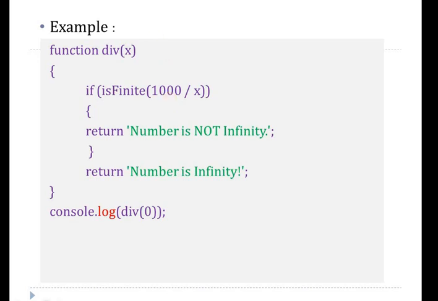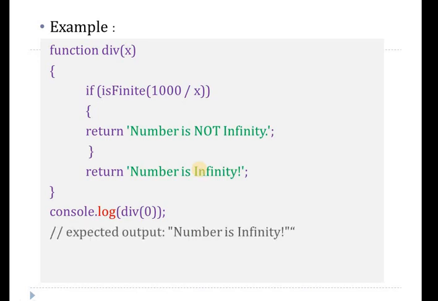So what will happen? Over here it is our function call, and this is our function definition. So 0 is passed over here into x, and within the if statement the isFinite function is called, and your x becomes 0. So 1000 divided by 0 means it is infinity. So what is the output? It is infinity. So this function will return false as the return value. So this condition becomes false, that's why it will print the statement number is infinity.